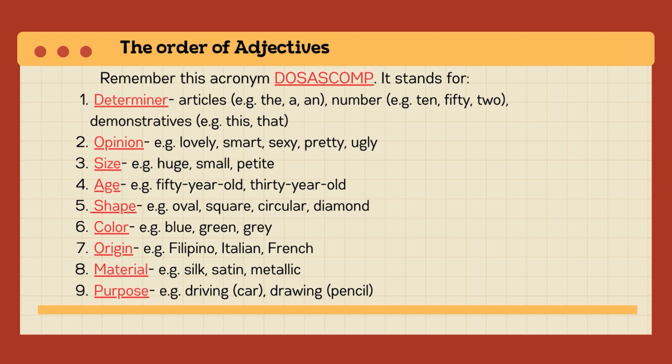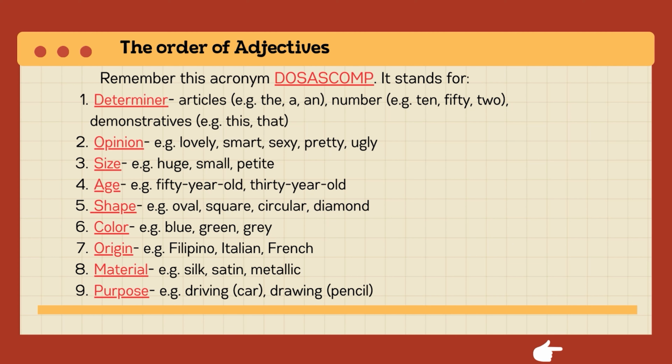Seventh, origin. It describes where the noun came from. Example: Filipino, Italian, French. Eighth, material. It describes what a noun is made of. Example: silk, satin, metallic, and so on. Lastly, purpose. It describes what the noun is used for.